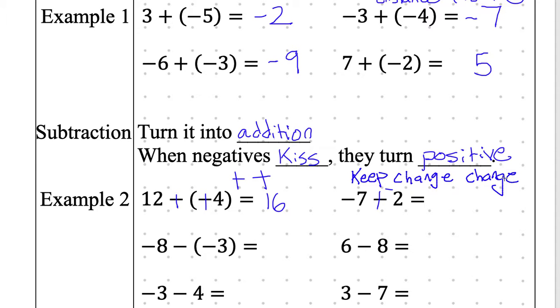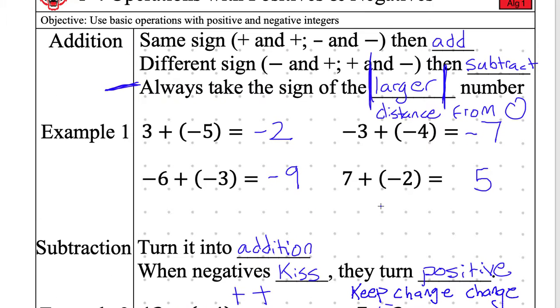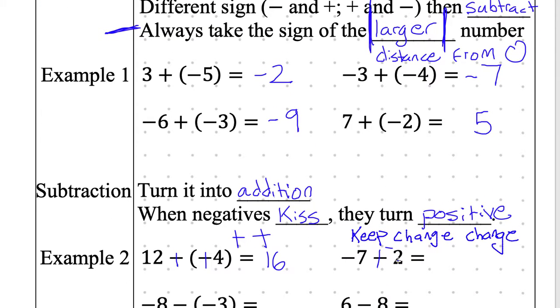The underlying rule is make everything into an addition problem. If you see negatives kissing, it's positive. If you just see a negative, do the keep, change. Whatever it takes, turn it into an addition problem. Now, this is going to be a -7 plus -2. I'm going through the whole process again. Well, it's the same sign. They're both negative. -7 and a -2. That means I'm adding them. Ignore the signs now. 7 and 2, I'm adding, that gets 9. Take the sign of the larger, it's -9.